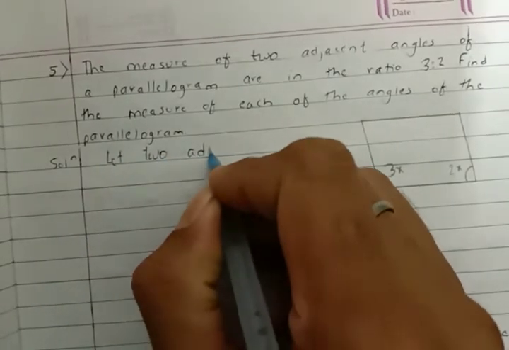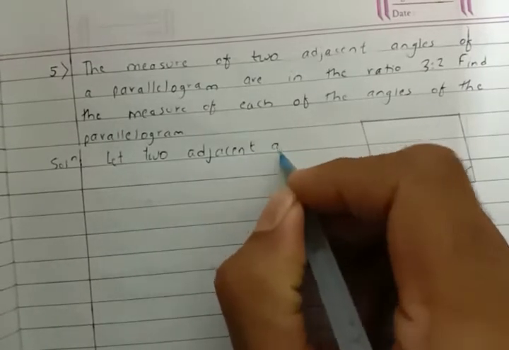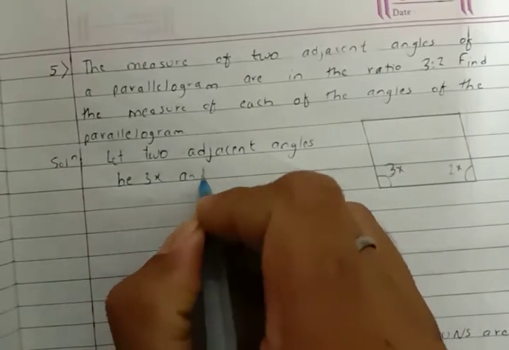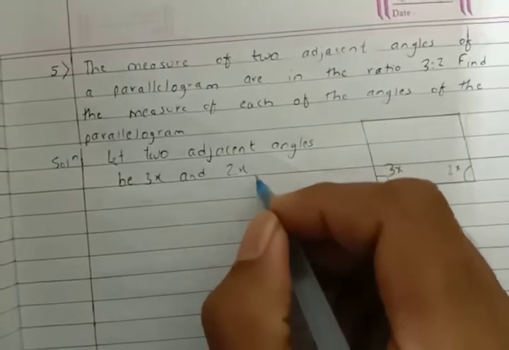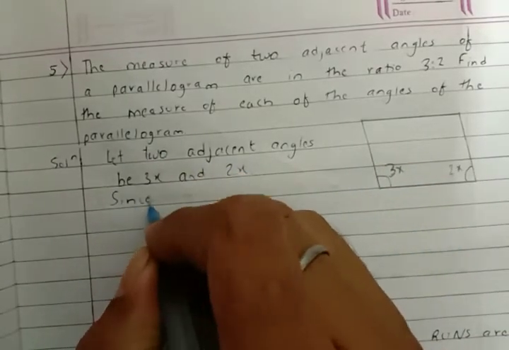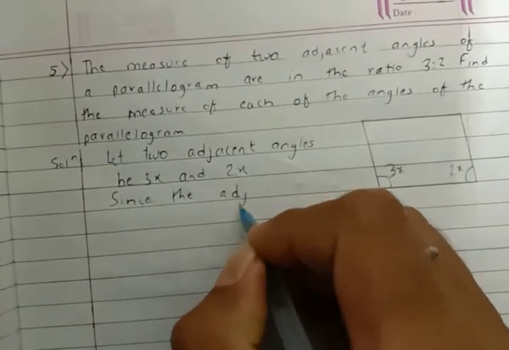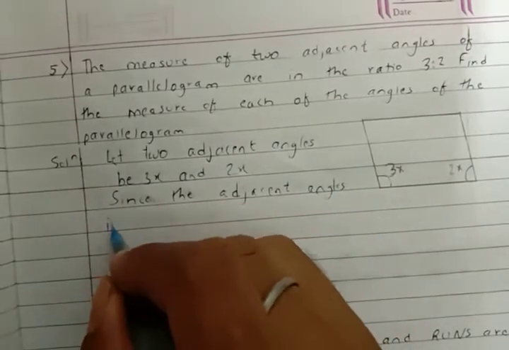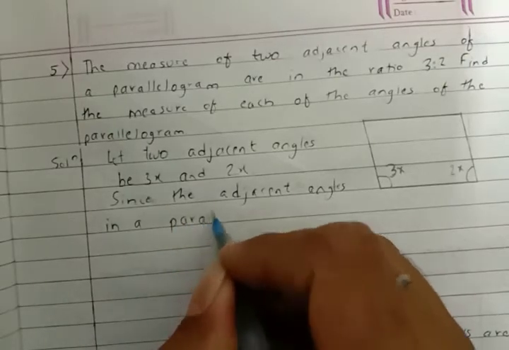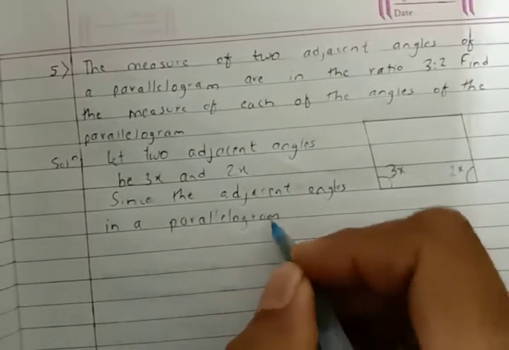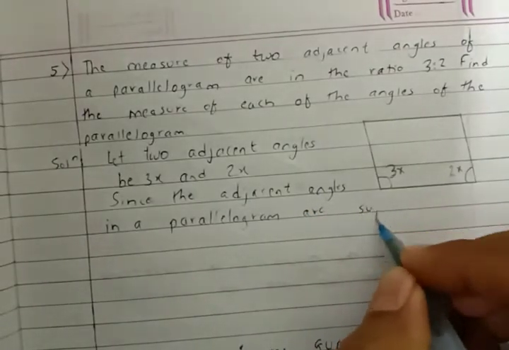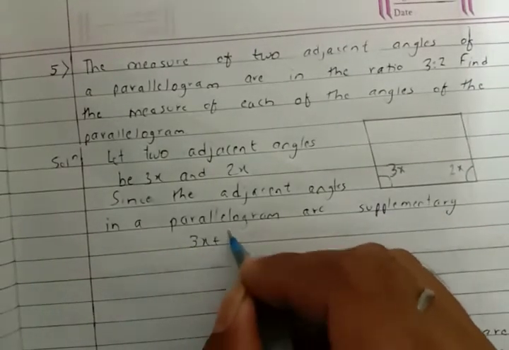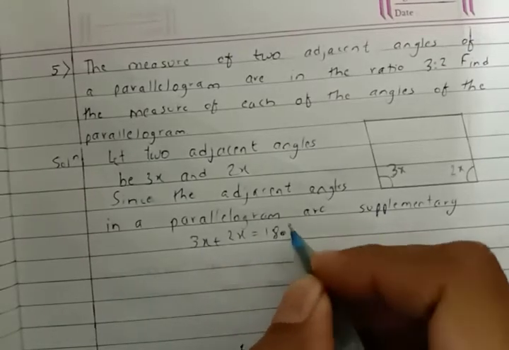Let two adjacent angles be 3x and 2x. Since the adjacent angles in a parallelogram are supplementary, 3x plus 2x equal to 180 degrees, right?